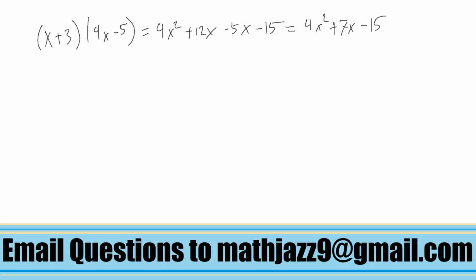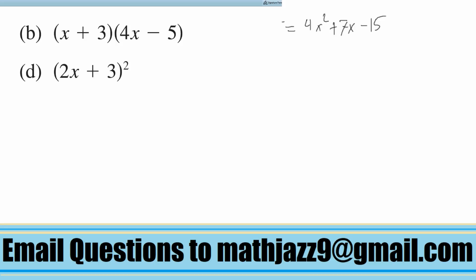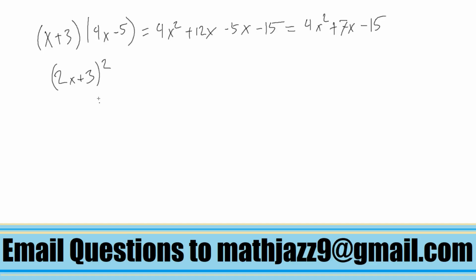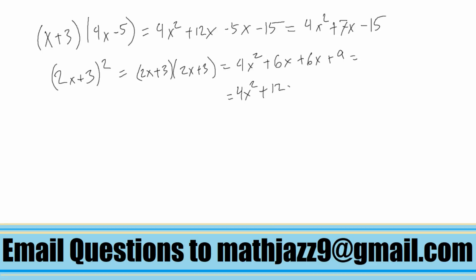minus 15. And our next problem, we get 2x plus 3 squared, which is equal to just 2x plus 3 times itself. So we get 2x times 2x is 4x squared. We get 3 times 2x is 6x. We get 2x times 3 is 6x. And we get 3 times 3 is 9. And we add those together to get 4x squared plus 12x plus 9.